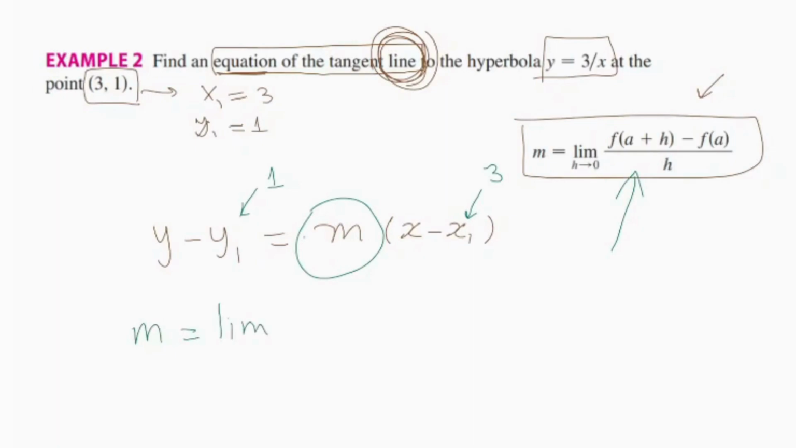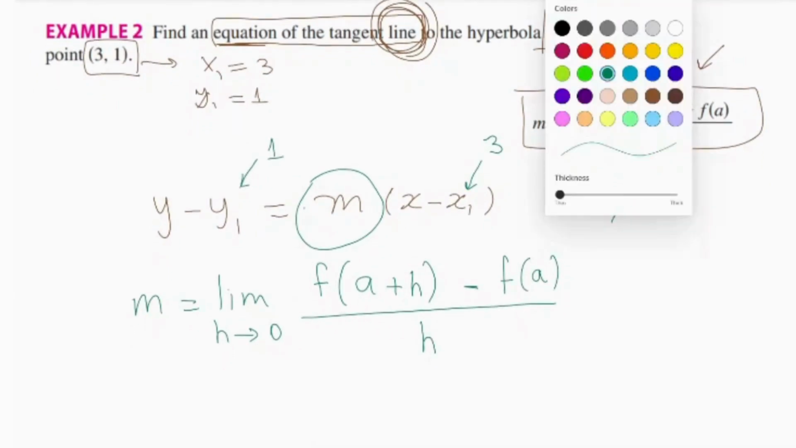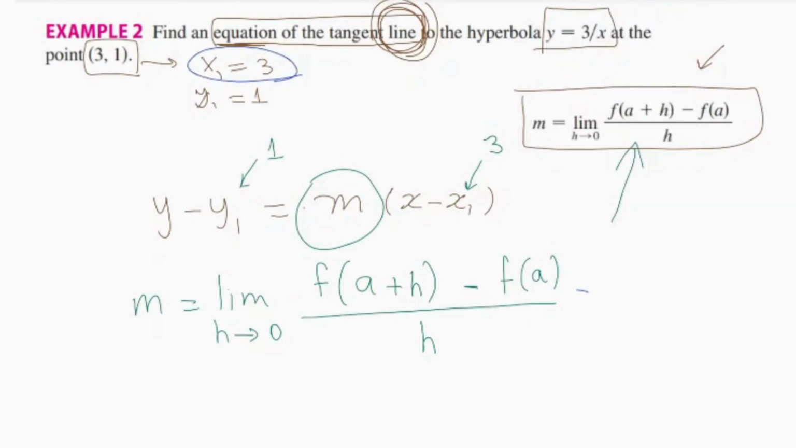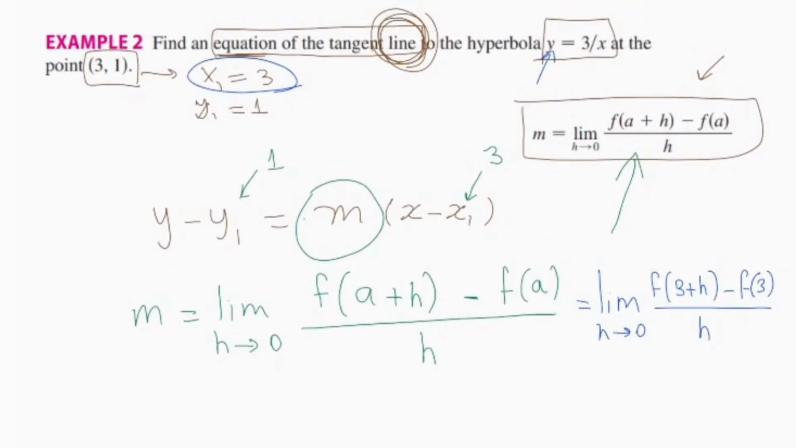And then for m, I'll apply this formula here. The formula says the limit when h approaches 0 for f of a plus h minus f of a, over h. So what is a again? a is just the x value. So this will be the limit when h goes to 0 for f of 3 plus h minus f of 3, over h. What is my f of x? f of x is equal to 3 over x. And if I need to find f of 3, I'll just substitute x by 3. So 3 over 3 will be 1.